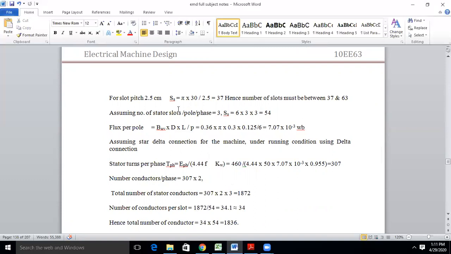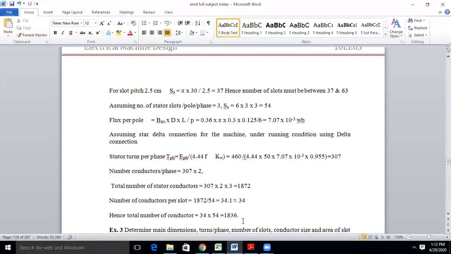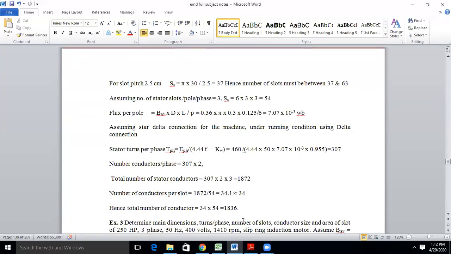Now, 52 are the stator slots. So divide it by this, and you will get the number of conductors per slot. This is around 34. Hence, the total number of conductors will be 34 into the total number of slots, which is 1836. This is the value. So in this way, we can calculate the different parameters for a particular stator. So hope you understand these two examples.